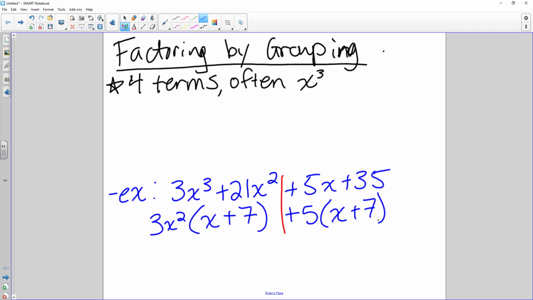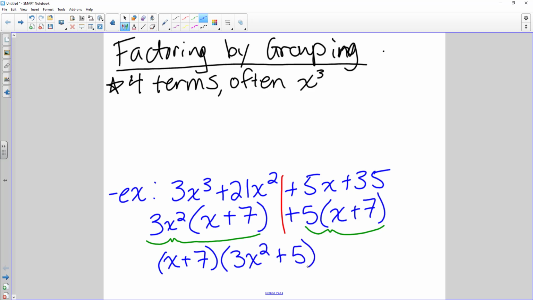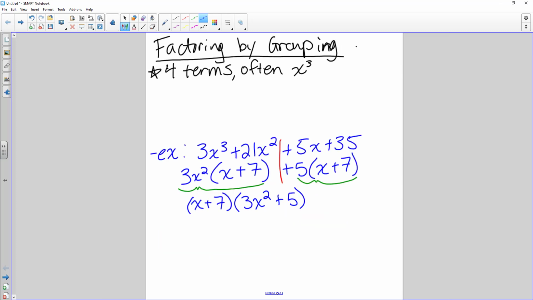So now if I look at this, 3x squared times x plus 7 is one big term because these things are multiplied together. And 5 times x plus 7, this is one big term. So what do these big terms, that I have those green braces under, have in common? They have an x plus 7 in common. So if I factor x plus 7 out of those big terms, I'd be left with 3x squared and then a plus 5. Okay, so this is going to be my answer.